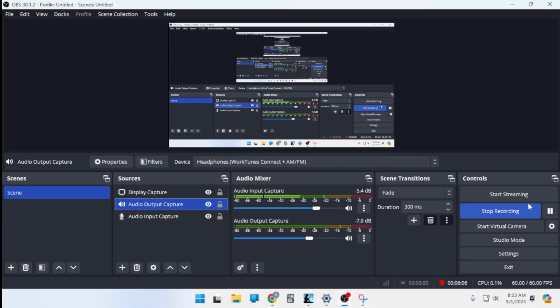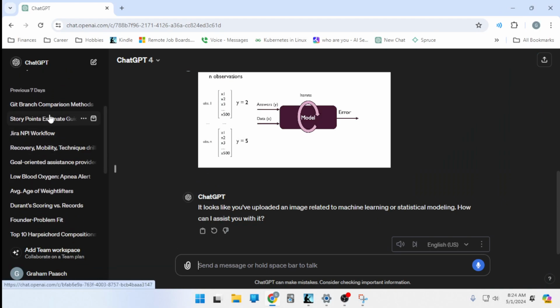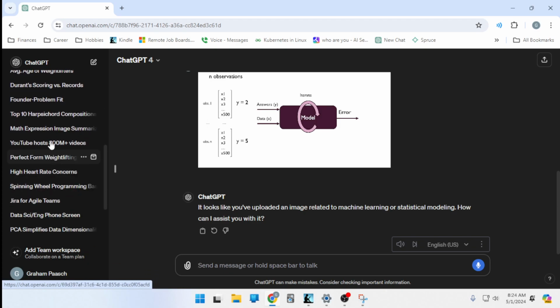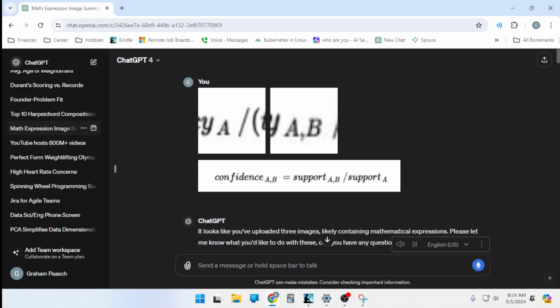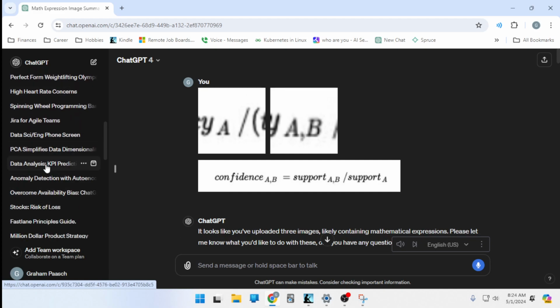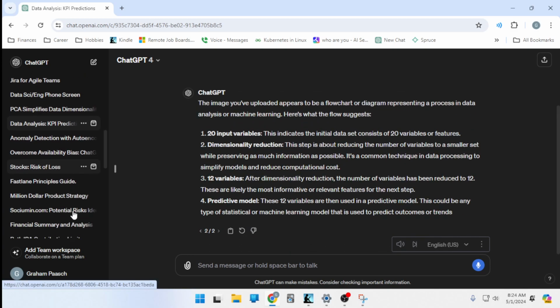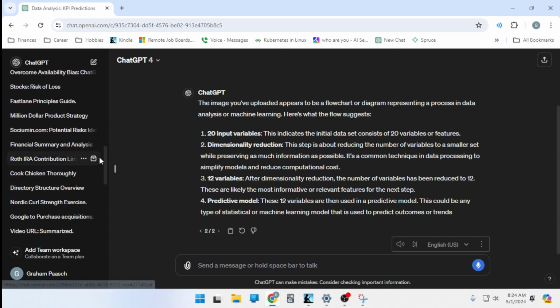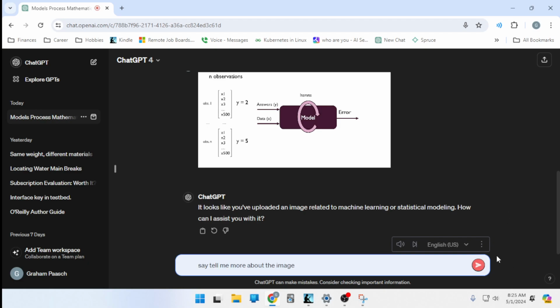All right, I need a quick break. I'll be right back. All right, I'm back. So ChatGPT needed a more complete prompt. So let's look back and see if I have something from the book. So here's something where we're talking about mathematical equations. There we go. So here's something about that. Let's just say, tell me more about the image.